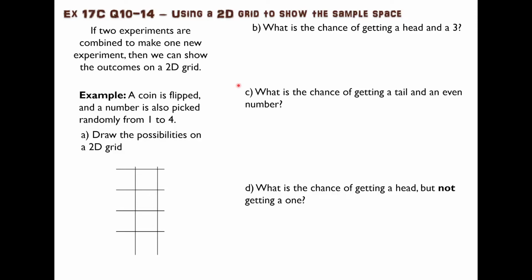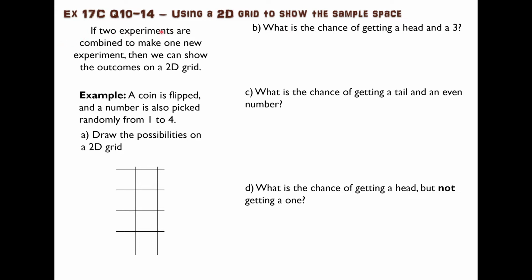Welcome! In this video, we're learning how we can use a 2D grid to show the sample space. The sample space, you might remember, is the set of all possible outcomes. It's everything that could happen for an experiment. And it helps us to calculate probabilities.